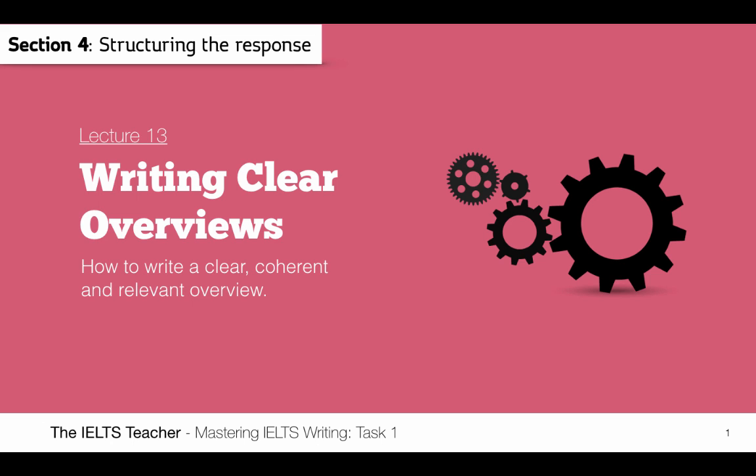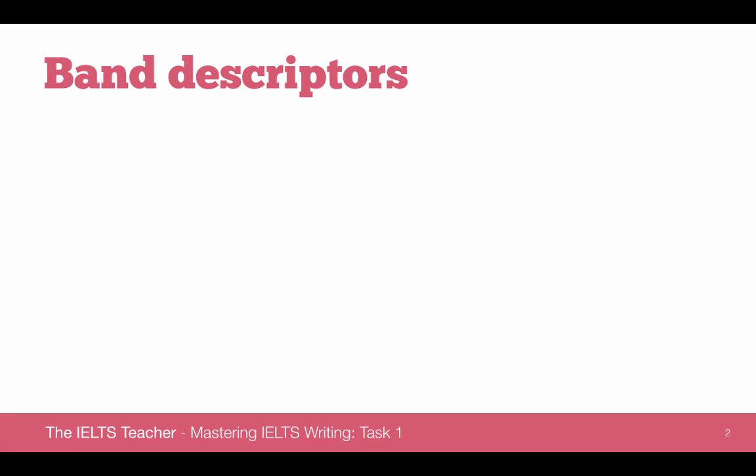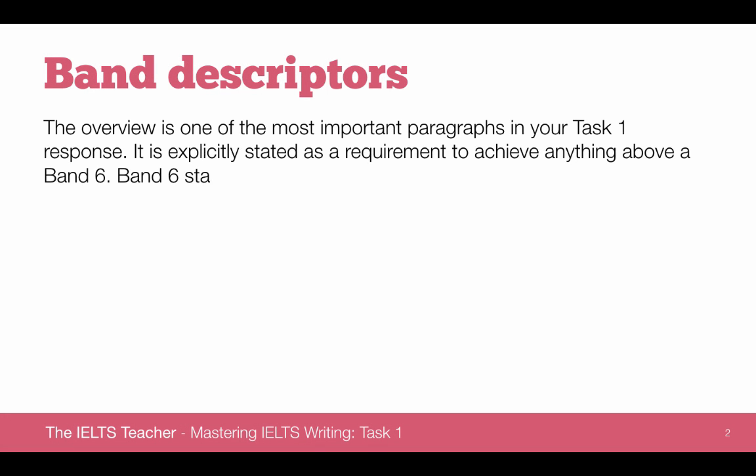Here we are having a look at Lecture 13 in Section 4 of Structuring Our Response. And this lecture is all about how to write a clear, coherent and relevant overview. So let's get started by looking at the band descriptors and what they ask of us. So the overview is one of the most important paragraphs in your Task 1 response. It is explicitly stated as a requirement to achieve anything above a Band 6.